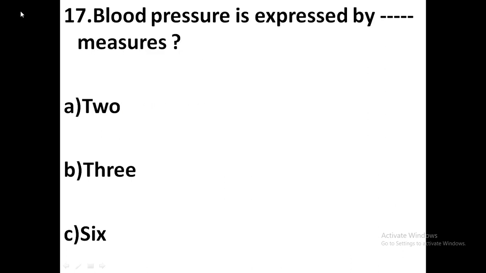17th one, blood pressure is expressed by dash measures. Option A, 2, option B, 3, option C, 6. Answer, option A, 2. Blood pressure is expressed by two measures, that is diastolic and systolic.